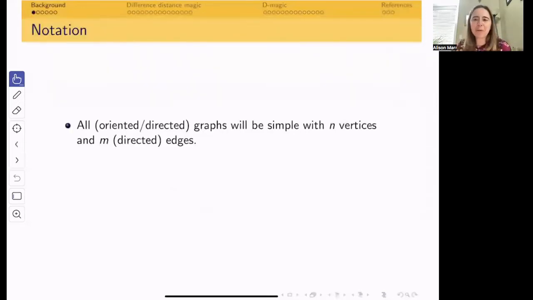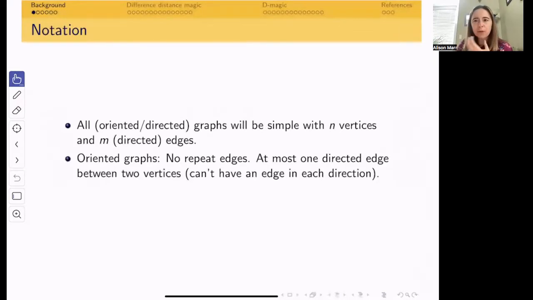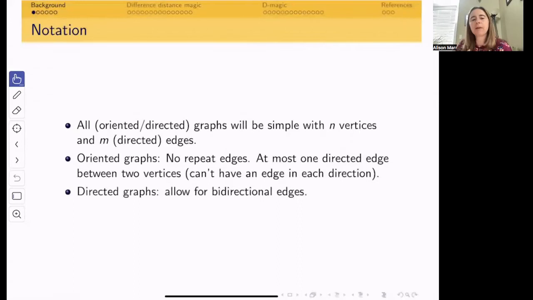I will say that I'm working with oriented and/or directed graphs, and we'll talk a little bit about how I distinguish those. Usually simple graphs with n vertices and m directed edges. When I talk about an oriented graph, I'm talking about where there are no repeated edges, in particular you can only have a directed edge between two vertices. You can't have an edge in each direction. So you can't have those bidirectional sort of edges. And then for directed graphs, I will allow for those bidirectional edges.